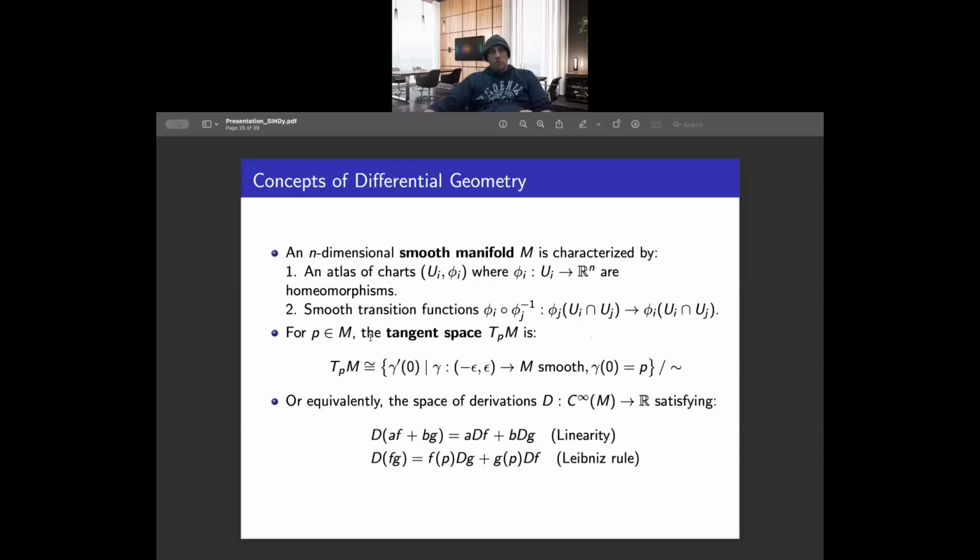The derivations are those which follow these two rules, the linearity and the Leibniz rule, and that's how we define the D. So we can define the tangent spaces through the derivations as well.